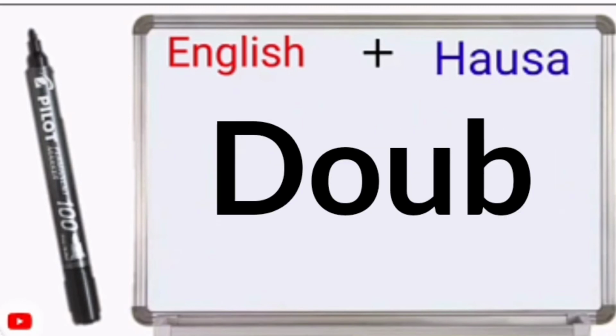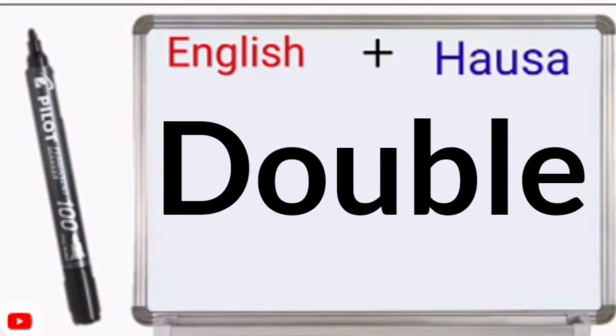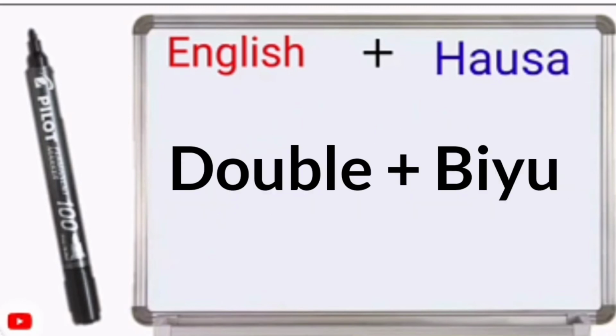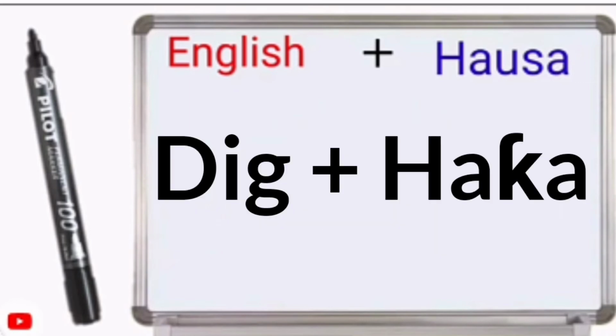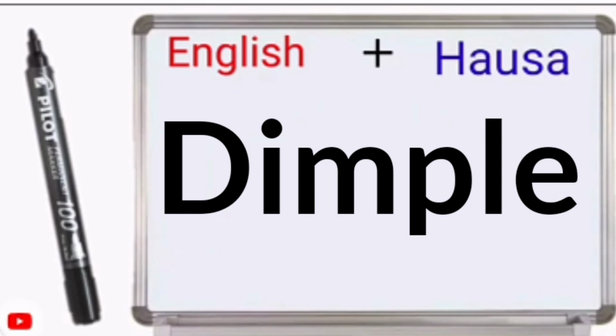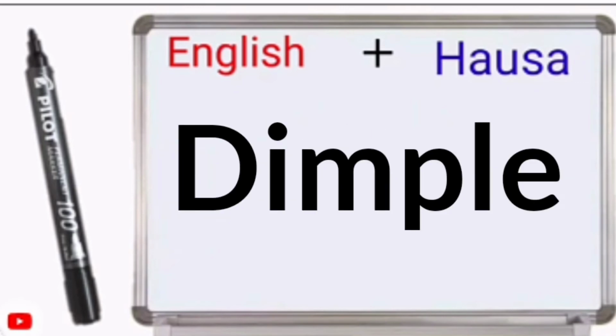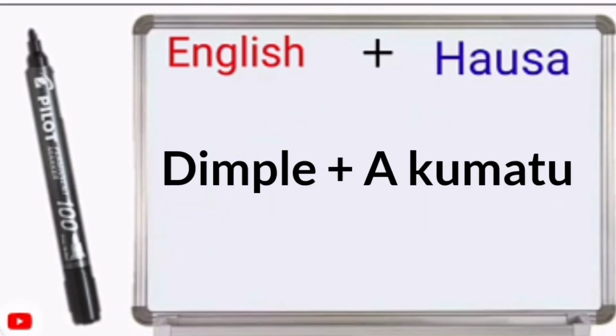Double, D-O-U-B-L-E, abu guda biyu kenan. Dig, D-I-G, haka. Dimple, D-I-M-P-L-E, wani ɗan lotsa da yake a kumatu, mostly ana samun shi a mata.